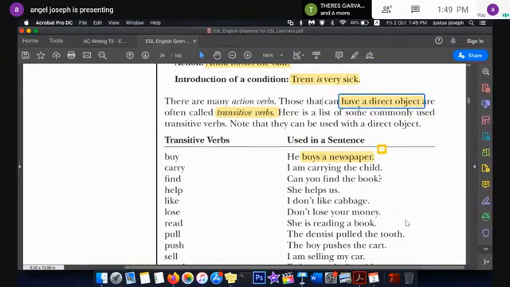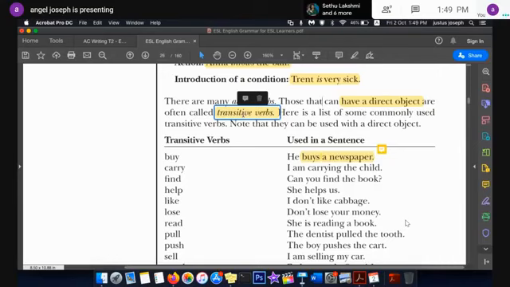So we were talking about something that has a direct object. Remember we gave what? Flowers. So flowers is the direct object there. Anything that has a direct object, or any verb that talks about a direct object, is called a transitive verb.